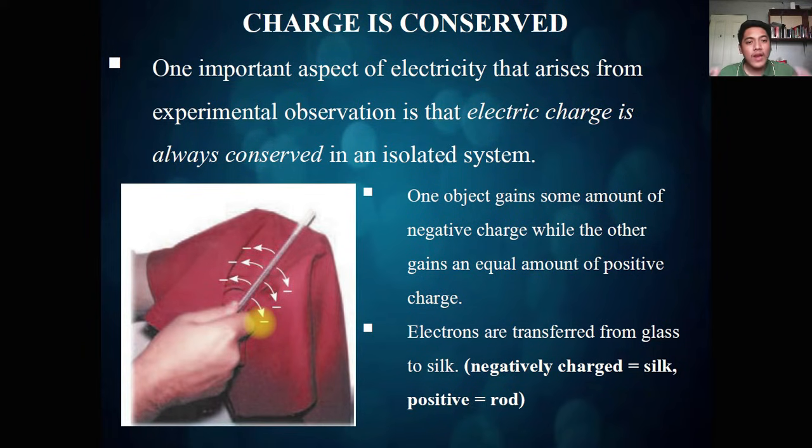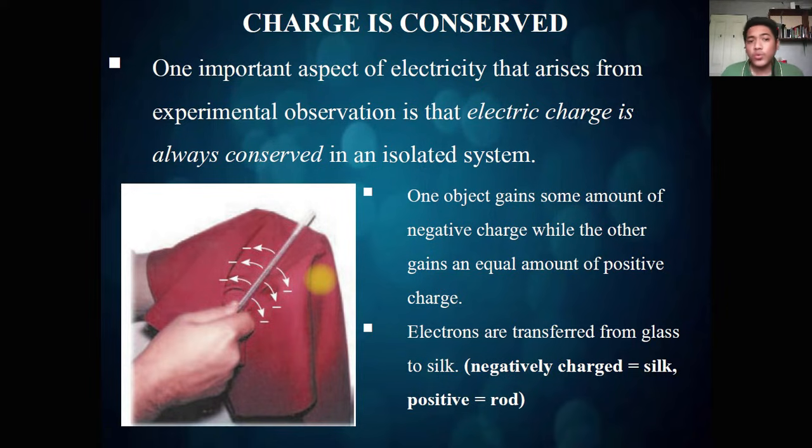So, for example, if this glass rod is neutral, we say that an object is neutral if its number of protons is equal to the number of electrons. So there is no net charge in this glass rod, and we have a neutral silk. In this case, again, the number of protons is equal to the number of electrons.